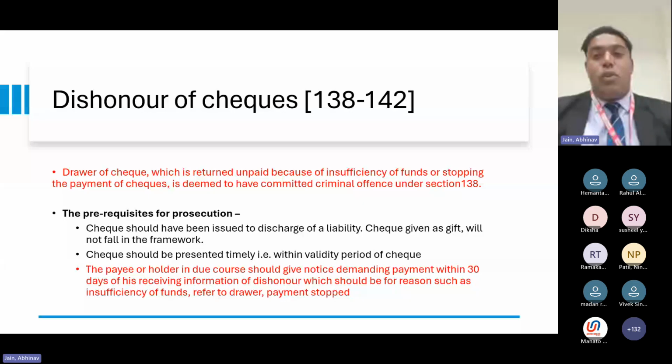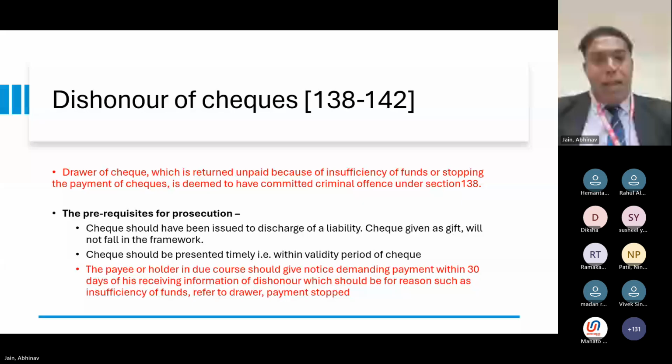before going for section 138. Here it gives 30 days. The payee or the holder gives a 30 days demand notice before claiming the prosecution. Next.